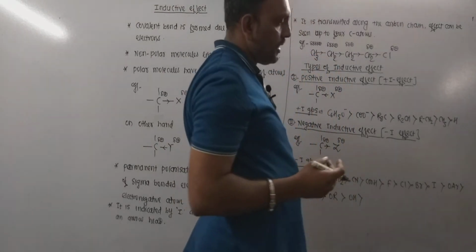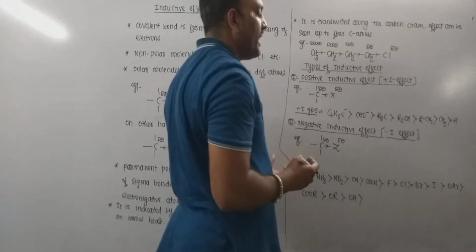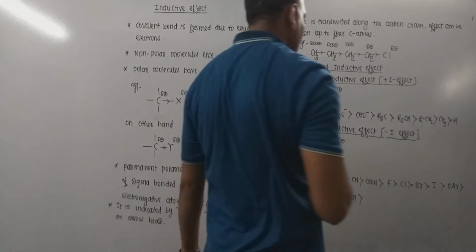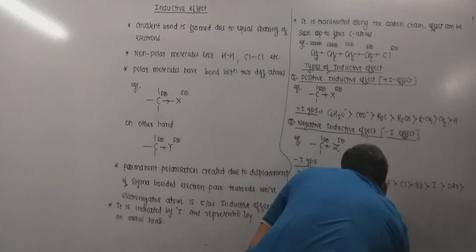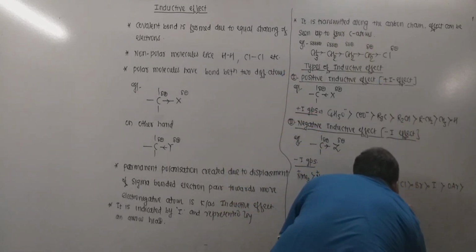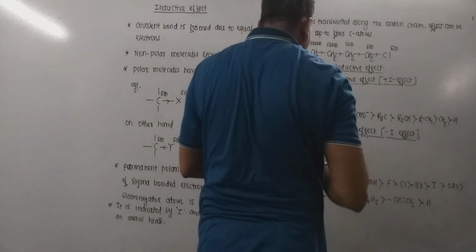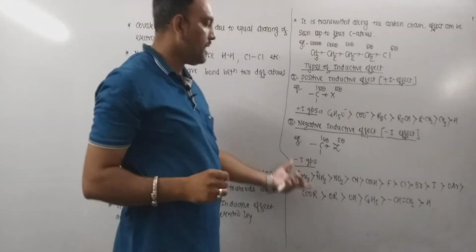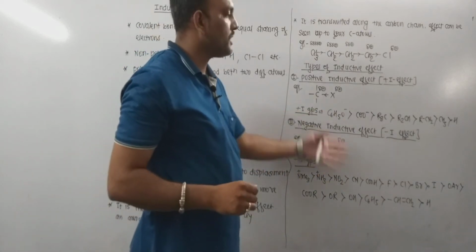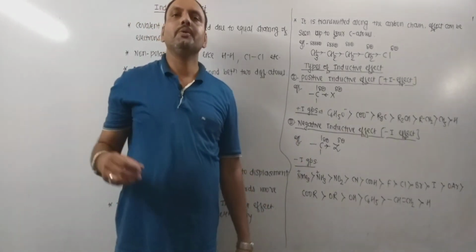Remember, this is the order. We are placing the minus I groups in decreasing order of their minus I effect. So next to OH, one can say phenyl, C6H5. Next to phenyl, vinyl group, that is CH2=CH, and lastly hydrogen. So this is the order of various minus I groups, and the earlier one is the order of various plus I groups. So this was the inductive effect. Thank you very much.